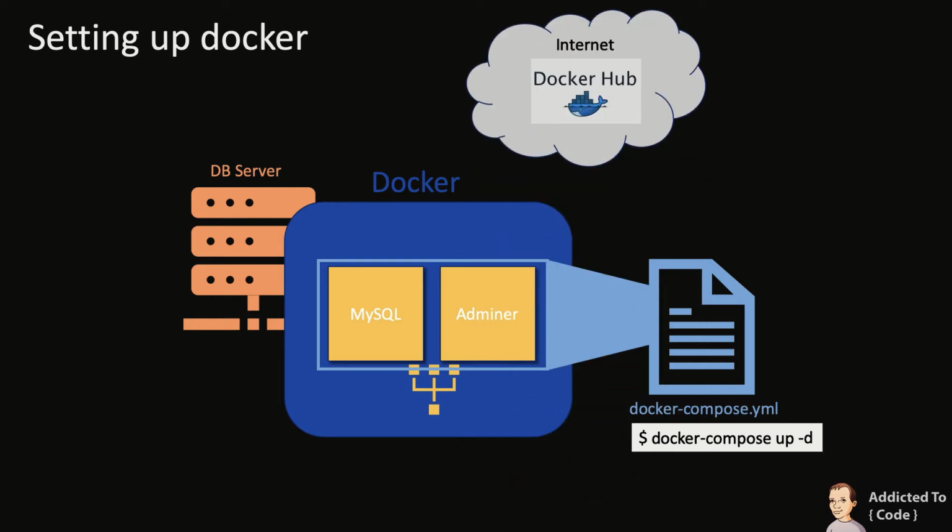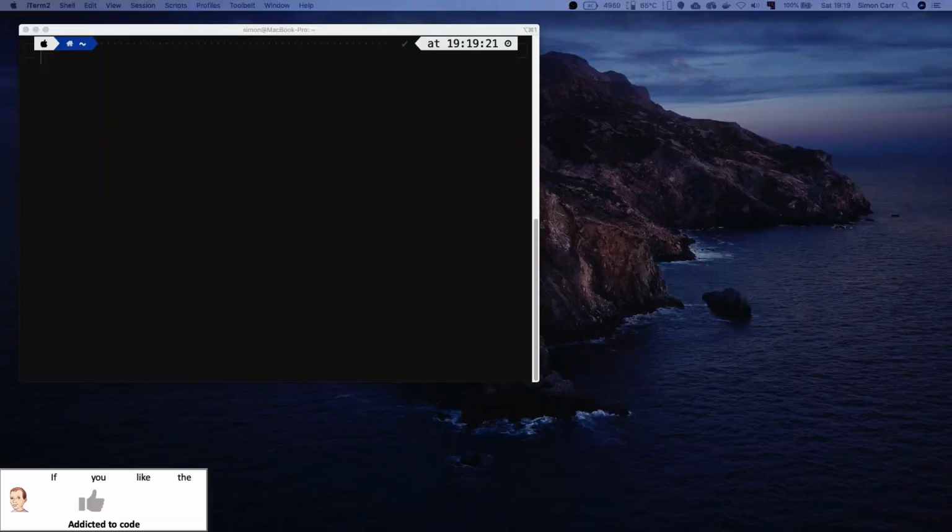Docker will then connect to Docker Hub and download the MySQL image and the adminer image before starting up both containers and making the applications available as though they were installed locally on the database server. So let's get on and get the database server configured.